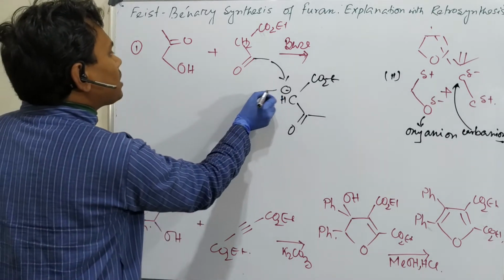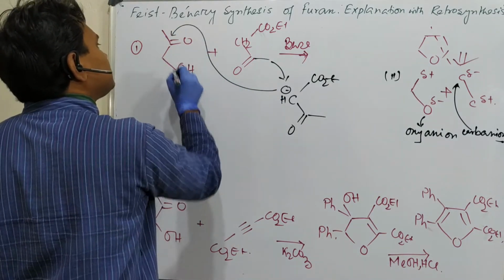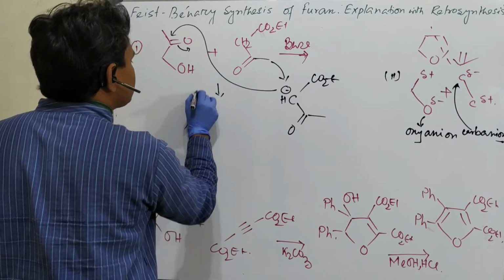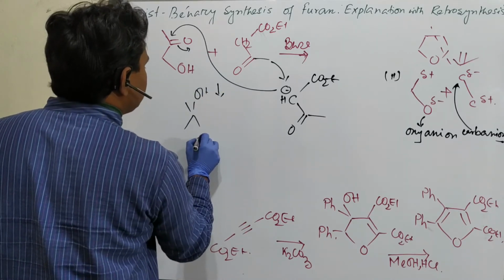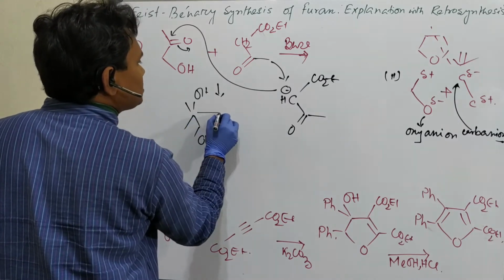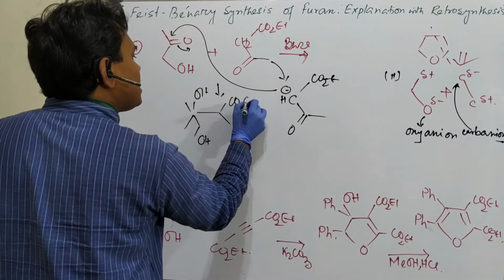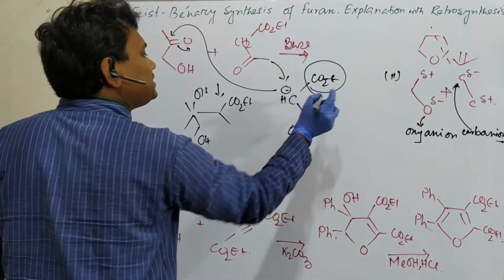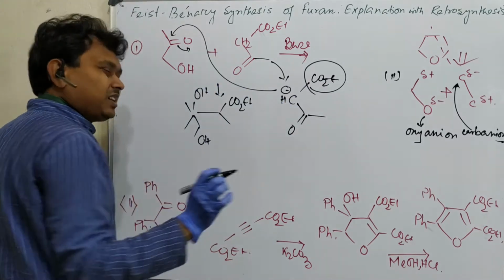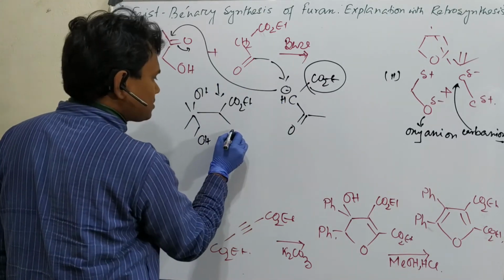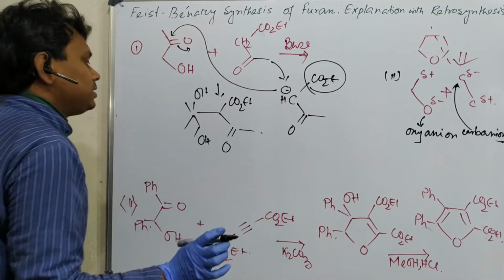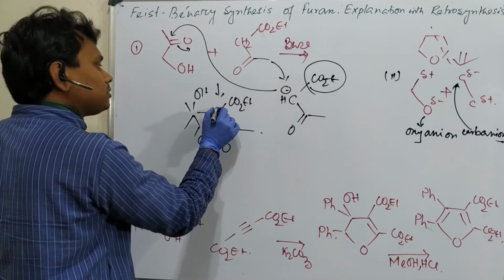They will react in a similar way. How? This carbanion will attack here and open up. So what will it result in? This is OH, this is OH, this CO2Et. The role of this CO2Et is just one thing: to increase the acidity of the protons so that the reaction becomes easier. So this is the method.